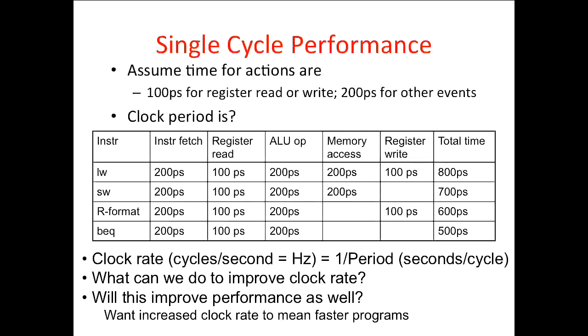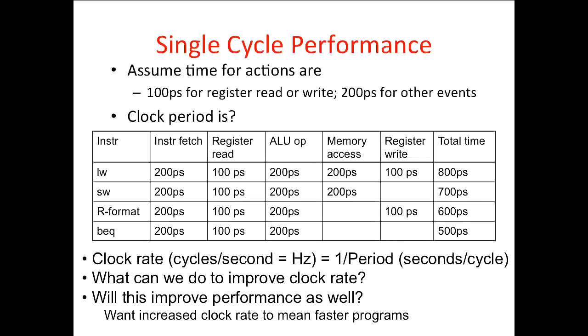And register write back, which only the load and the ALU register-format instructions take. So if you just add up for each instruction the worst case path through all the logic in one clock cycle, you get these total times. And what you see here is the time for each one of these. The clock period is set by the worst case one. So the clock period is the time of the longest path through all the logic, okay?